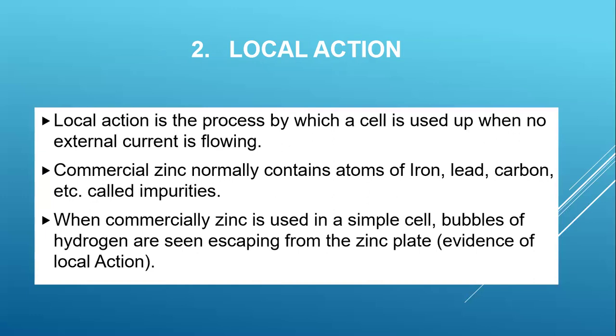Conventional zinc normally contains atoms of iron, lead and carbon, called impurities. When the conventional zinc is used in the simple cell, bubbles of hydrogen are seen escaping from the zinc plate, which is evidence of local action. So that's how local action might occur in the simple cell.